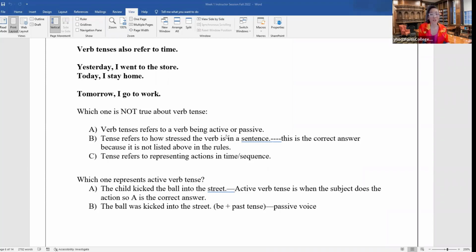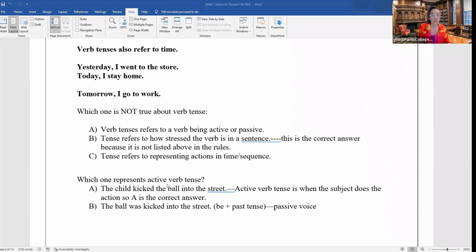And so that's why British English and American English differ. For example, in British English, they'll say privacy one way, and in American English, we say privacy another way. So the place where we stress the syllable in the word privacy differs. So that has nothing to do with verbs and everything to do with English pronunciation and dialects. So that's the reason why B is incorrect.